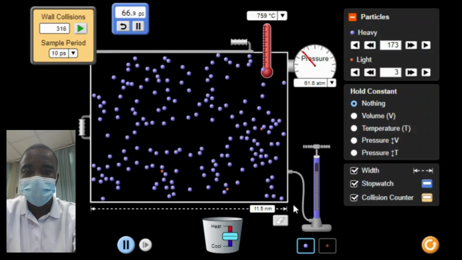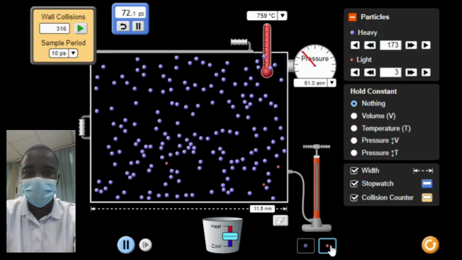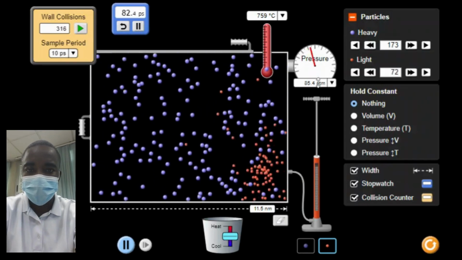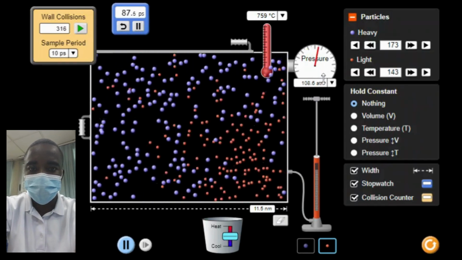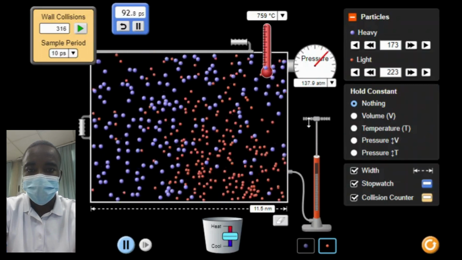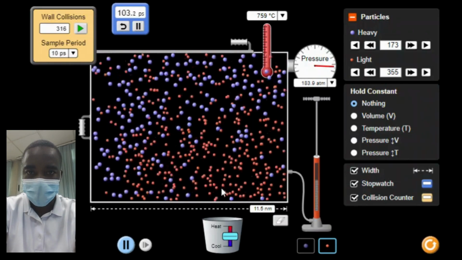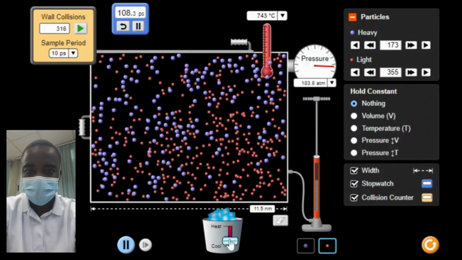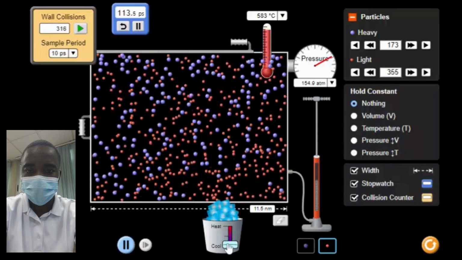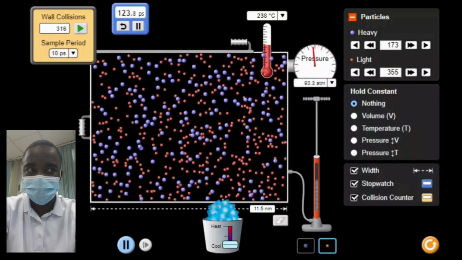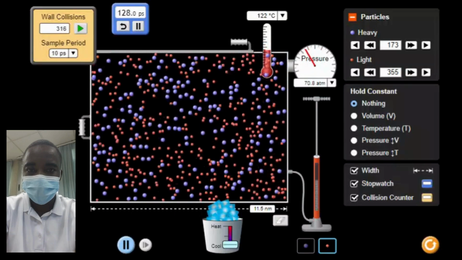The simulation allows students to discover what happens when a gas is compressed or expanded. By changing the volume of the container, students can observe how the gas molecules behave during compression and expansion. Compressing the gas increases the pressure and temperature, while expanding the gas decreases the pressure and temperature. This feature helps students understand the relationship between volume, pressure, and temperature in gases.